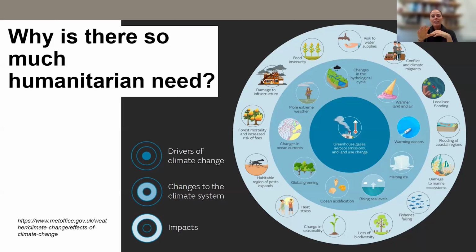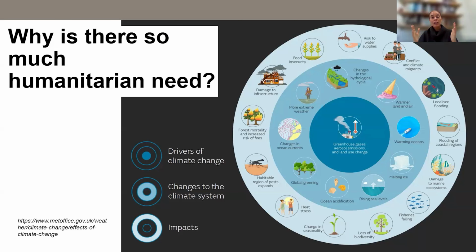And you can see in this slide that it shows impacts and drivers of climate change together in one place. If we look at the outer ring, which is impacts, we can see that some of the impacts of climate change include, from more extreme weather to food security, for example, from more extreme weather to risk in water supplies. There are also floodings of coastal regions that may be increasing in some parts of the world, and damage to marine ecosystems.